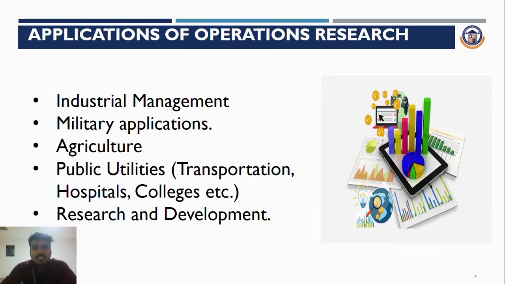Then applications of operation research. There are a number of applications, and these are the main areas that use operation research. First one is industrial management, second is military applications, third is agriculture, fourth is public utilities like transportation, hospitals, colleges, which come under the topic of queuing theory. Then research and development. These are the main areas of application of operation research.